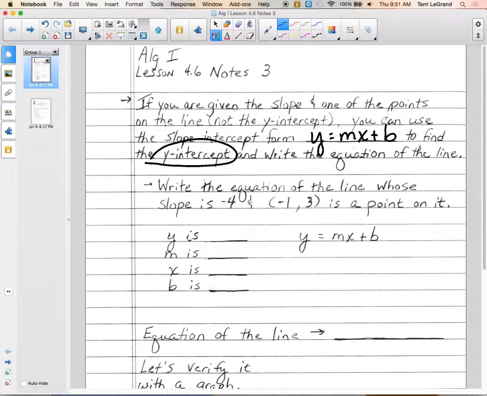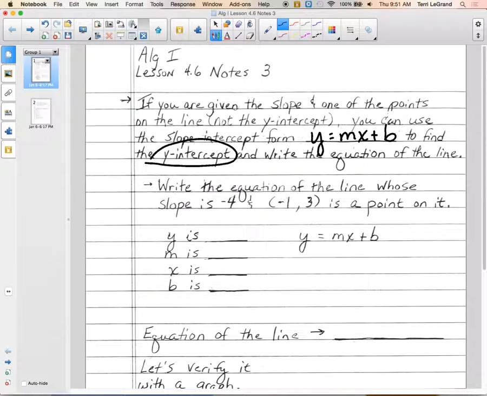So what should we be solving for in it if we're looking for the y-intercept? What piece of that equation, y equals mx plus b, would we be solving for? B. We would have to find b. So with the information that we've been given, we're going to identify the parts that we can substitute in and then solve that equation for b.